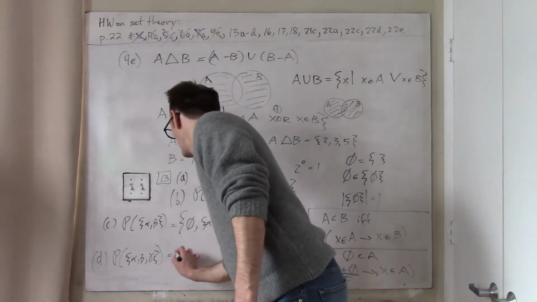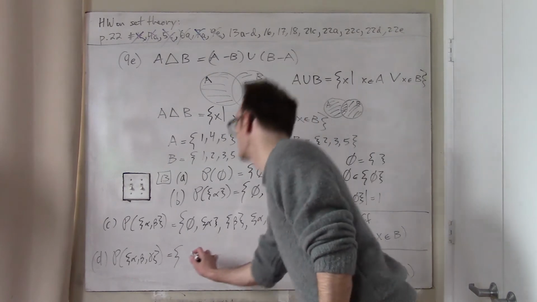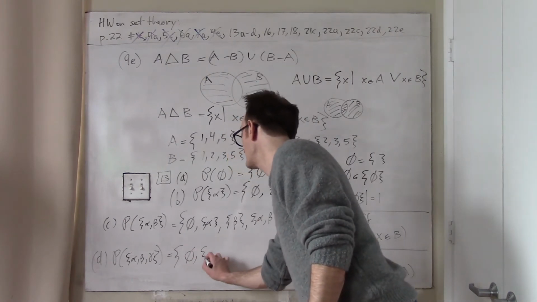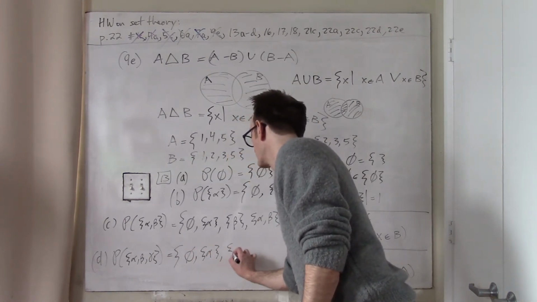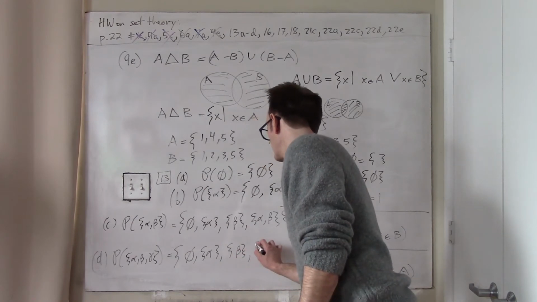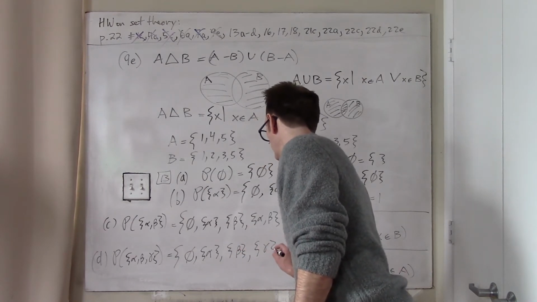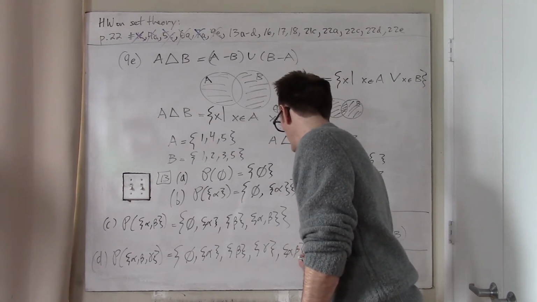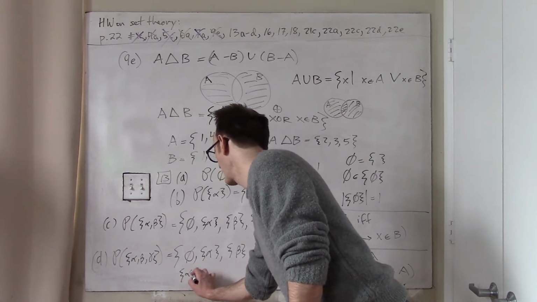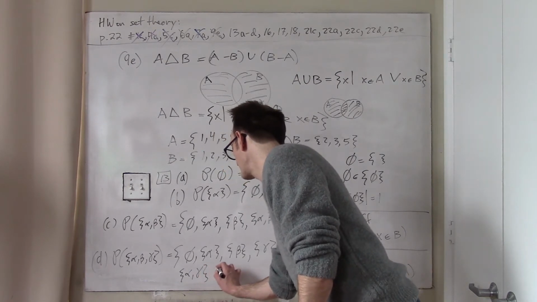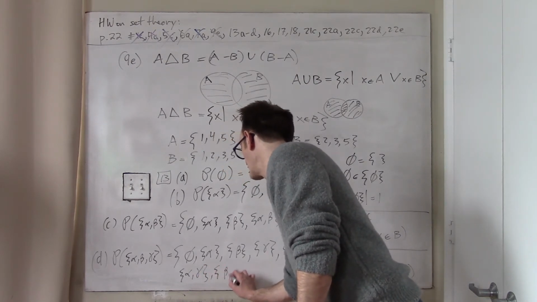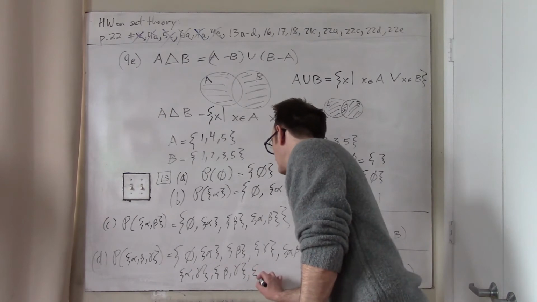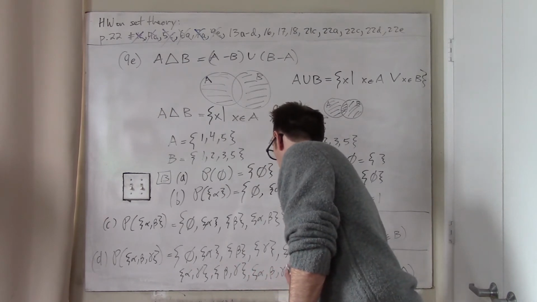And finally here, we should expect eight of these, and indeed that's exactly what we get. The empty set, the set containing alpha, the set containing beta, the set containing gamma, the set containing just alpha and beta, the set containing alpha and gamma, the set containing beta and gamma, and the set containing alpha, beta, and gamma.